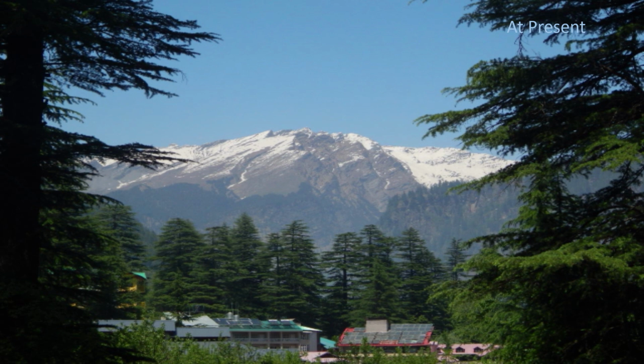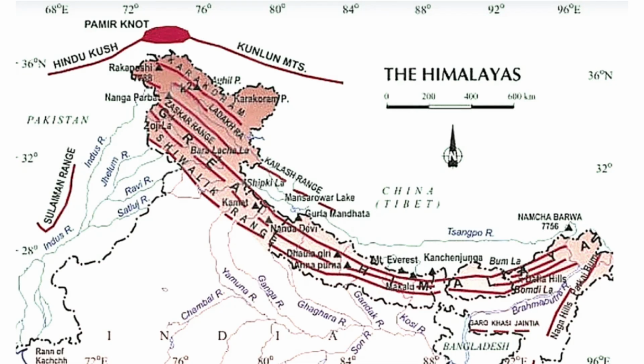Do you know? So now, in short, we will discuss the classification of the Himalayas. There are three major groups: Greater Himalayas, Middle Himalayas, and Lesser Himalayas. The Greater Himalayas are known as Himadri, the Middle Himalayas are known as Himachal, and the Lesser Himalayas are known as Shivalik.